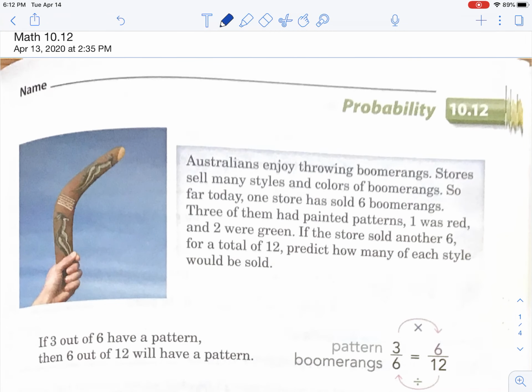Now we are on page 299. It says probability. Australians enjoy throwing boomerangs. That's this fun wooden thing right there. Stores sell many styles and colors of boomerangs. So far today, one store sold 6 boomerangs. 3 of them, they didn't put it in a number, they actually wrote the word 3, had hand-painted patterns.